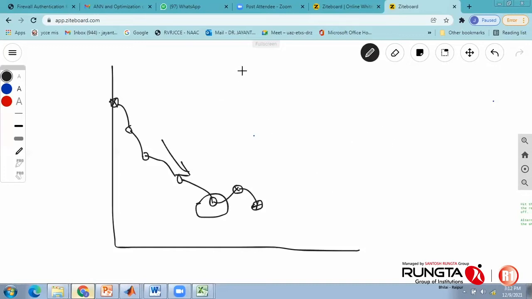And that stopping criteria is validation check. By default, validation checks are 6 in neural network or even in MATLAB. So what is the meaning of this? One iteration, second iteration, third, fourth, fifth, and sixth. If continuously for 6 iterations the error is not improving, that means it is increasing. That means before the sixth iteration, it will get terminated.